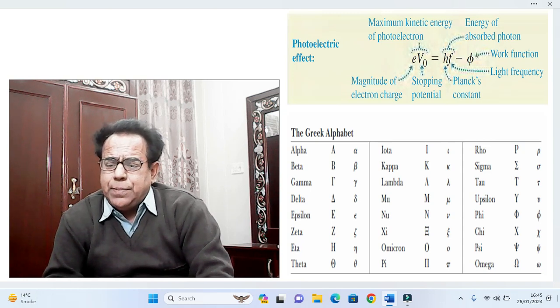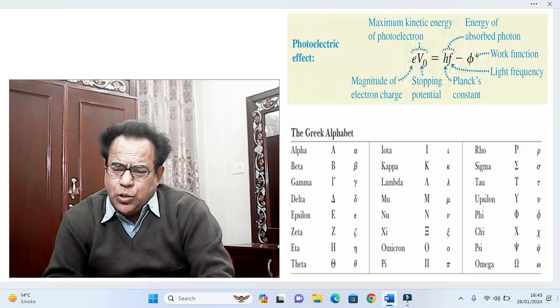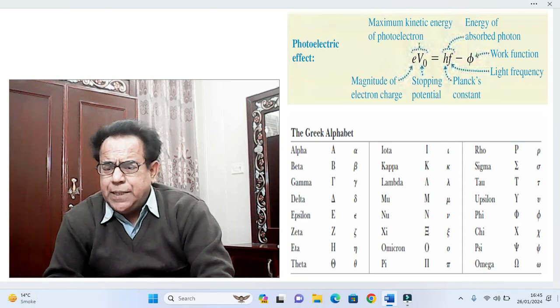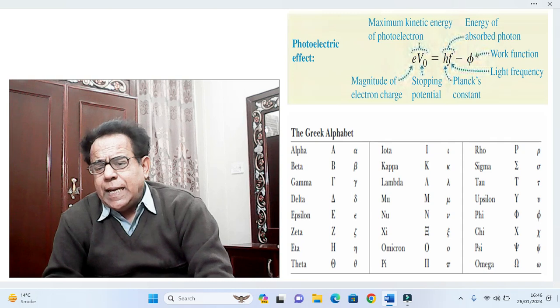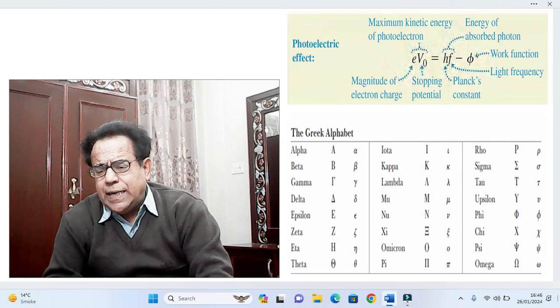Combined, maximum kinetic energy, and individually or separately, magnitude of electron charge and stopping potential. Similarly, combined, energy of the absorbed photon, while individually Planck's constant and light frequency. Similarly, phi is the work function.